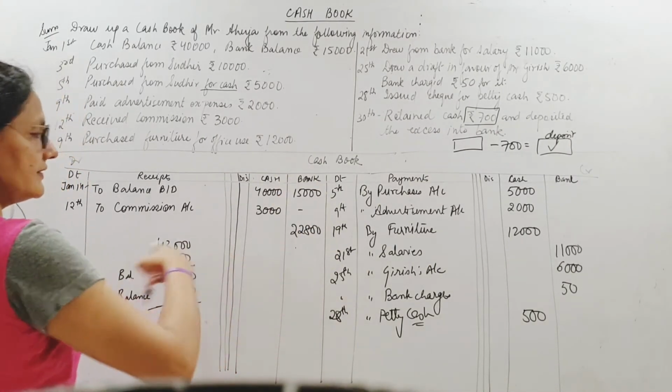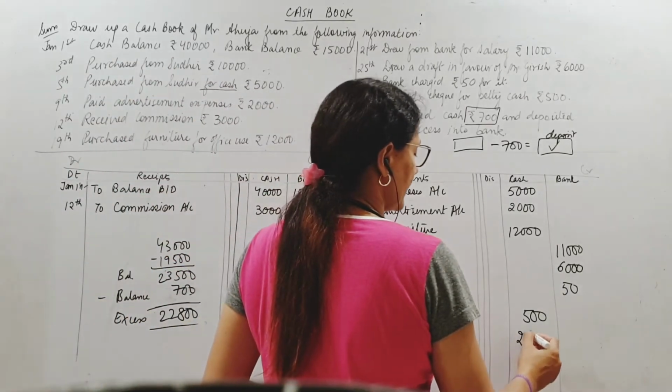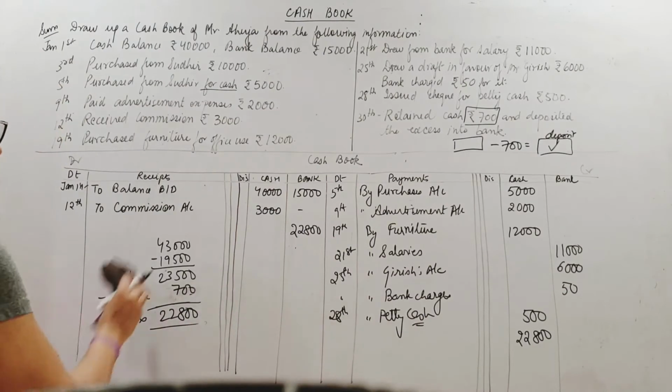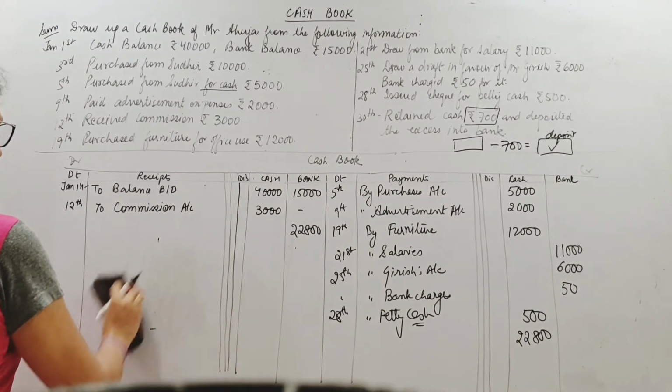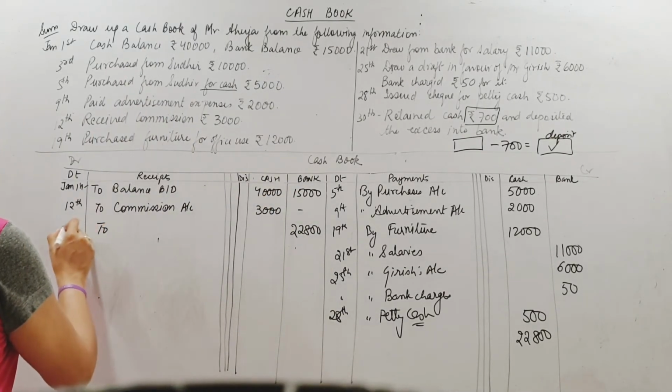22,800 bank में receipt side में आ गया. And credit side it is going from my cash. So 22,800 goes out from my cash account. Done. Amount written. Let us write the accounts also. This is the contra entry. Bank में मतलब cash से गया होगा, so to cash.